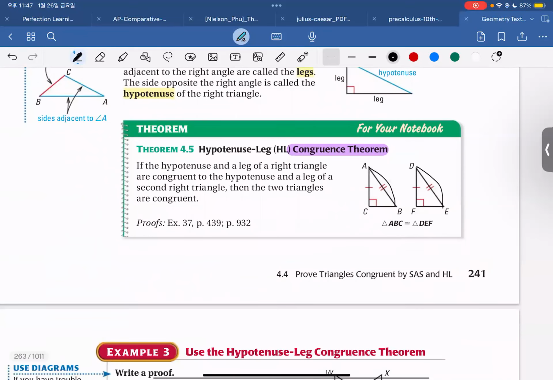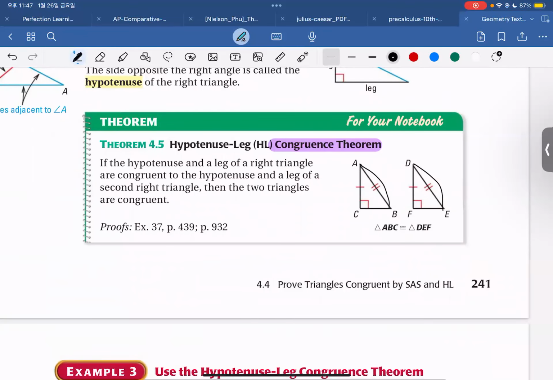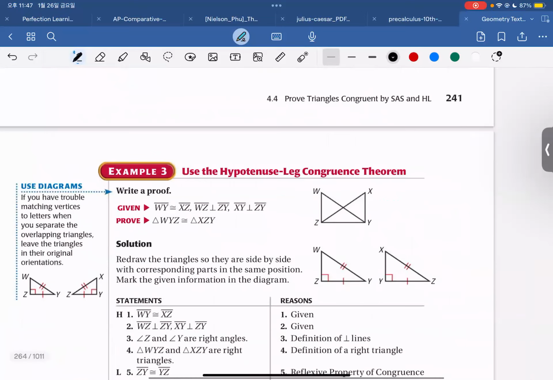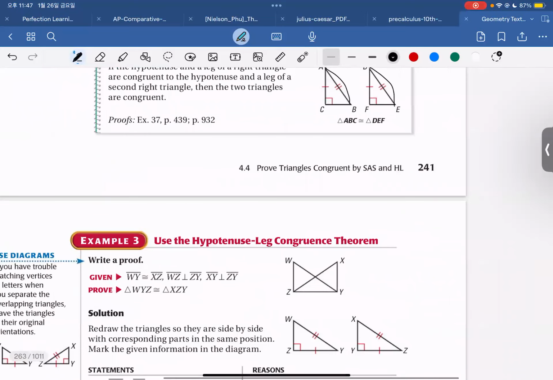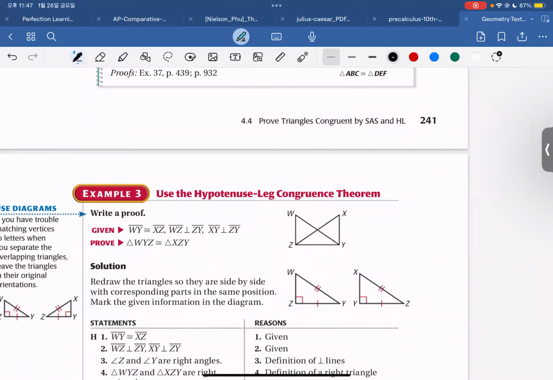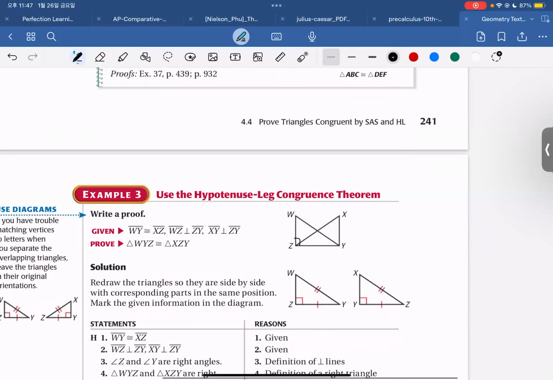So the HL theorem says that if one leg and the hypotenuse of two right triangles are congruent, and this only works for right triangles, then the two triangles are also congruent. This is demonstrated really nicely here. So if you quickly look at this, let's see. You're given WY. Where's WY here? WY is congruent to XY. WZ is perpendicular to ZY, and XY is perpendicular to ZY.